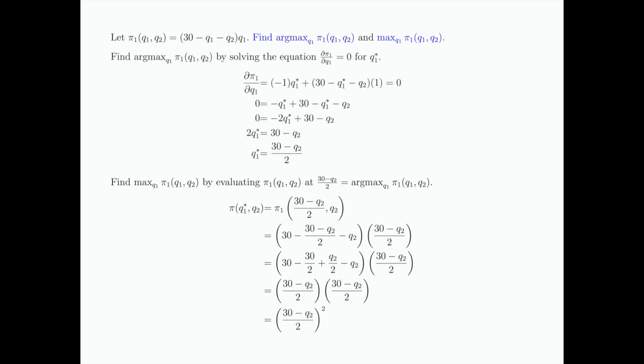At this point, we've completed our use of calculus to find the argmax and max of pi1 with respect to Q1. We're not making a 3D graph, so we're done.